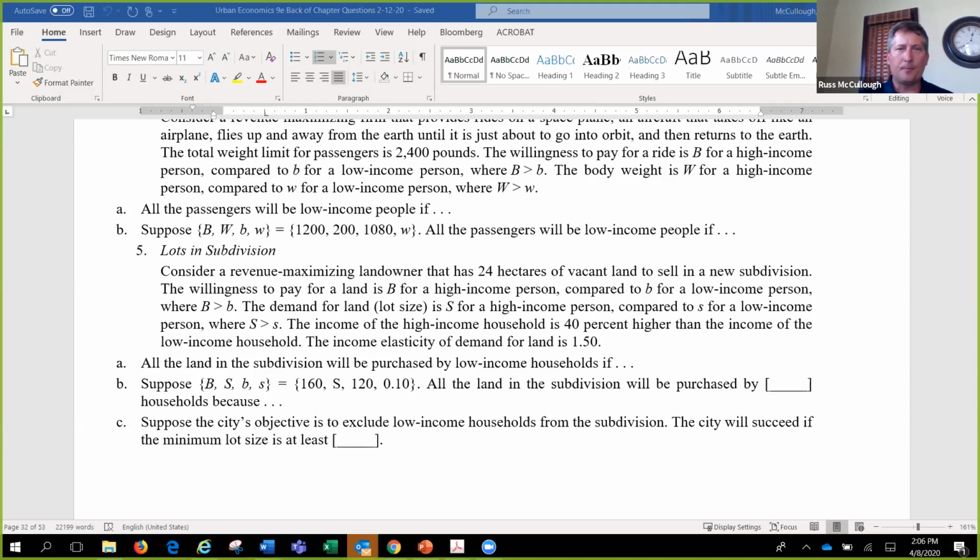Okay. So the willingness to pay for land is big B for a high income person compared to little b for a low income person. The demand for land, lot size, is big S for the high income person and little s for the low income. The income of the high income household is 40% higher than the income of the low income household. And the income elasticity of demand is 1.5.